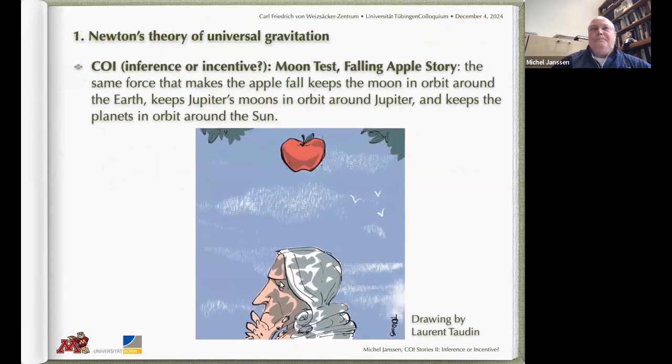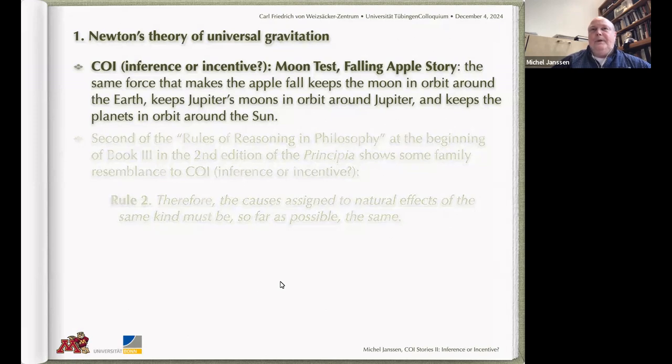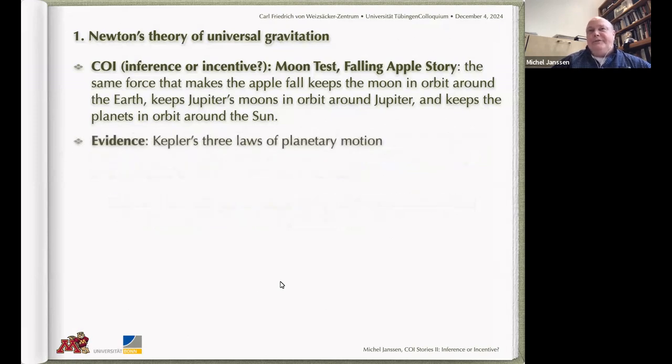And so I want to start with Newton. Here, like I said, there's a COI element. You've all heard the story about the falling apple, and the idea that the force that makes apples fall on my head is the same force that keeps the moon and the planets in orbit. One of the rules of reasoning in the Principia sounds an awful lot like COI: "Causes assigned to natural effects of the same kind must be, so far as possible, the same." Now, what is the evidence? The evidence is that you can get Kepler's 3 laws of planetary motion. I showed you this comment by Whewell.